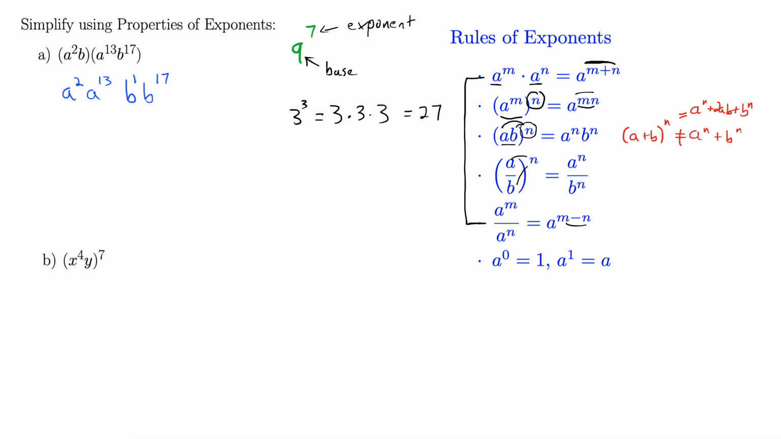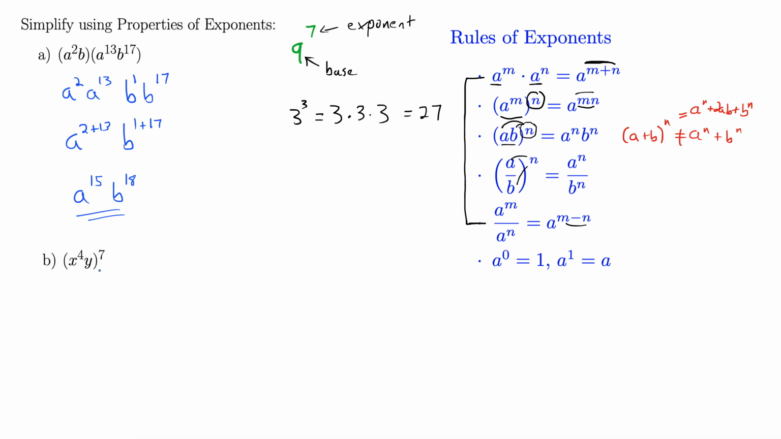So now I'm looking at using this first property up here on both of these. Right, I'm using this property. So here we have a to the 2 plus 13, b to the 1 plus 17. All right, we use it on both a and b. Now we simplify it down. a to the 15, b to the 18. There we go. Now we can't combine a's and b's because those are different bases. When they're different bases, they don't play well together. You leave them separate.